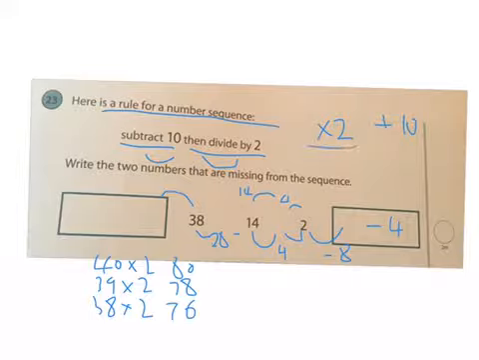So we've times by 2, now we need to add 10. 76 plus 10, 86.